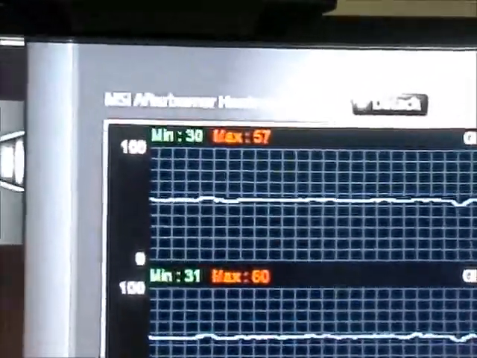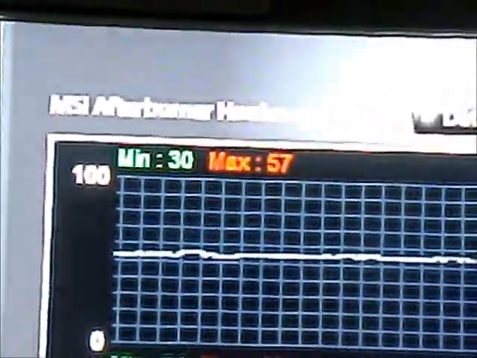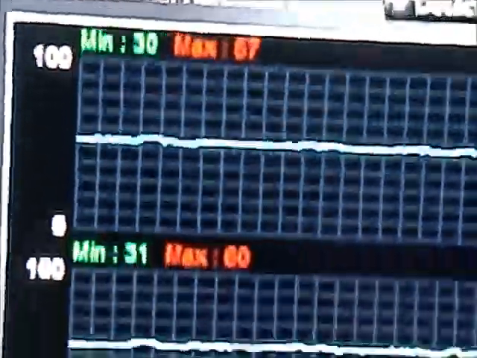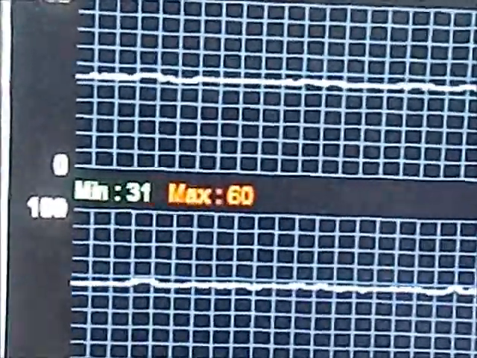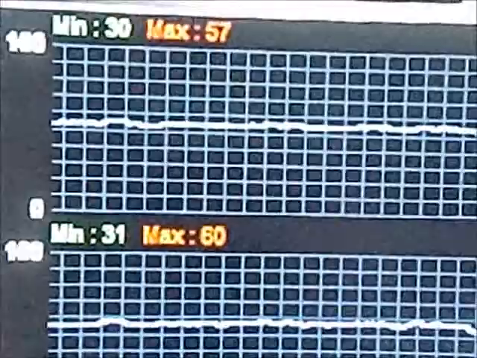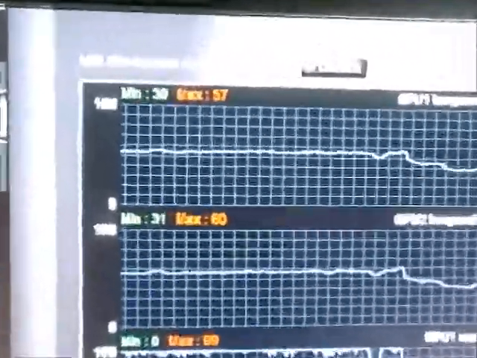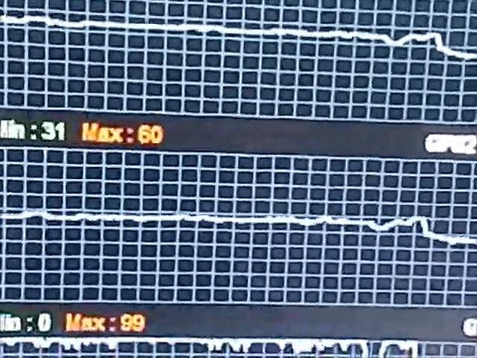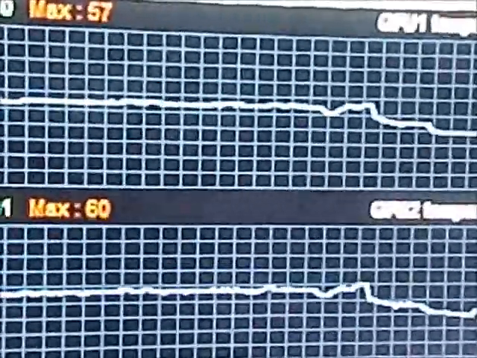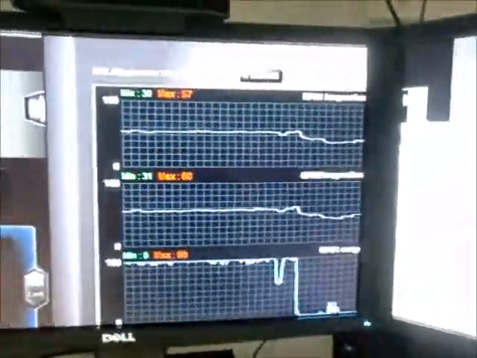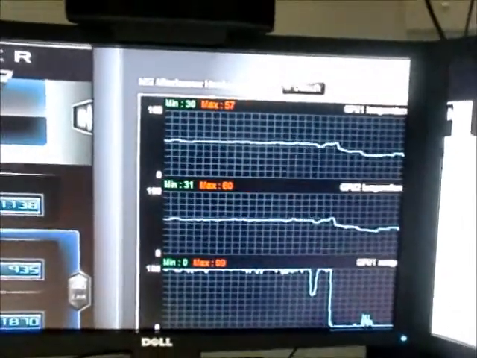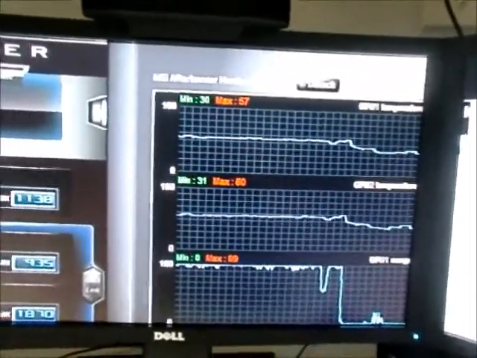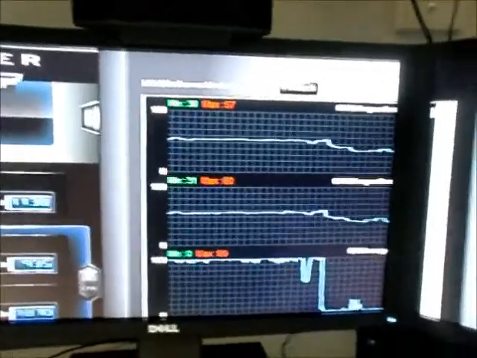Anyway, the temps, as I was saying. So, GPU 1, max temp 57 degrees. GPU 2, max temp 60 degrees. So, as you can see, it was pretty much averaging at about 60 degrees. 57, 60 degrees, which is not bad considering the overclock I've got on the cards. And the benchmark was running for a good 25 minutes.